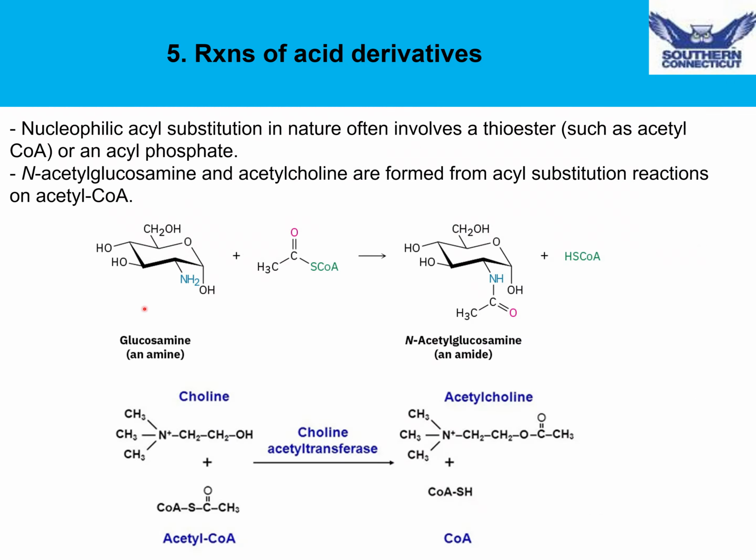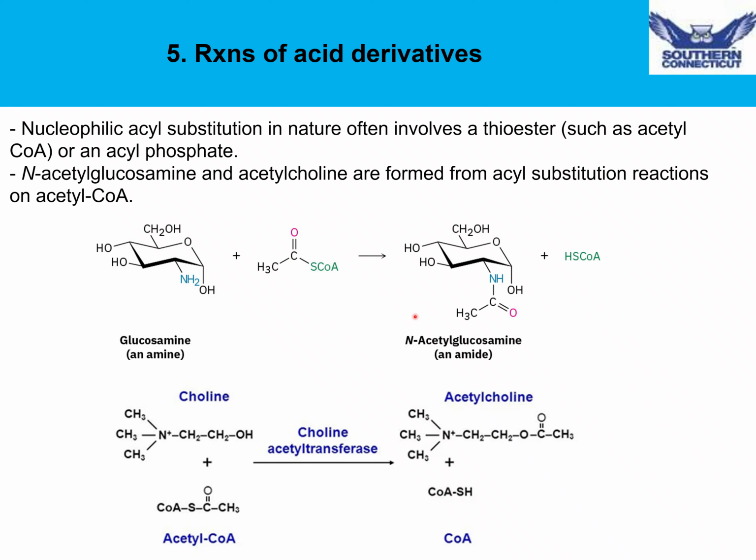On this slide, there's a couple examples of reactions that acetyl coenzyme A undergoes. For example, glucosamine, which has an amino group as well as several alcohols, reacts with acetyl coenzyme A through an acyl substitution to transfer an acetyl group to the amine in glucosamine. So the nitrogen attacks the carbonyl of the thioester to give you an amide in the product.